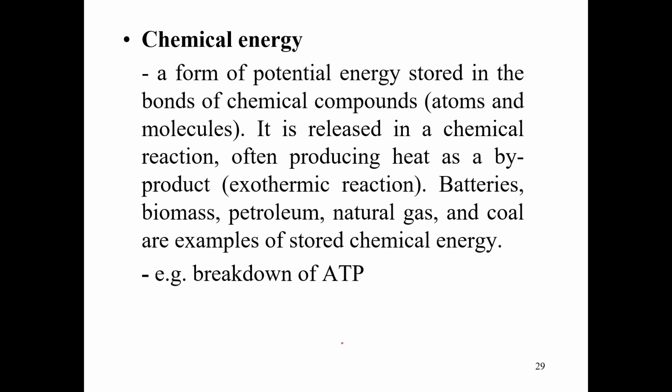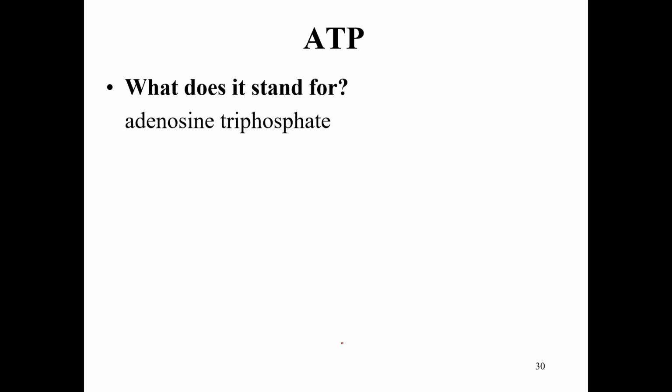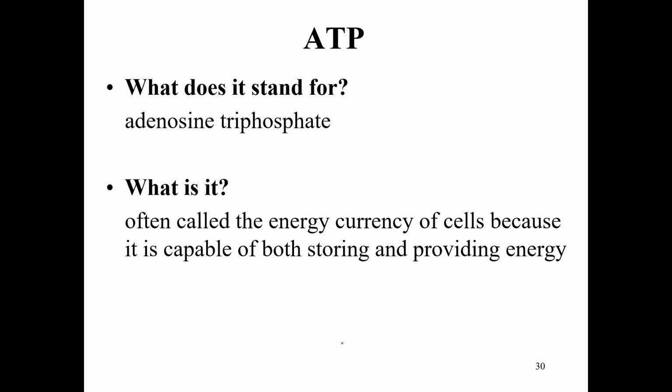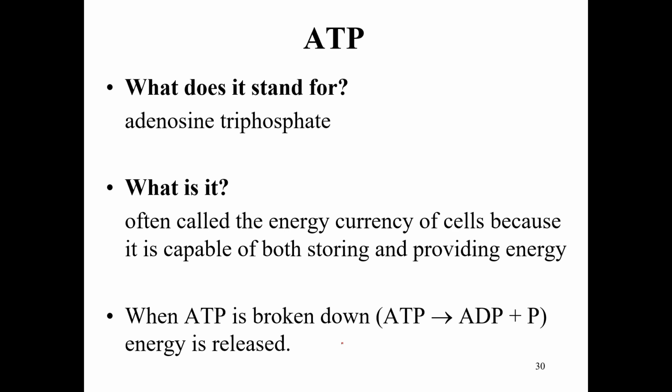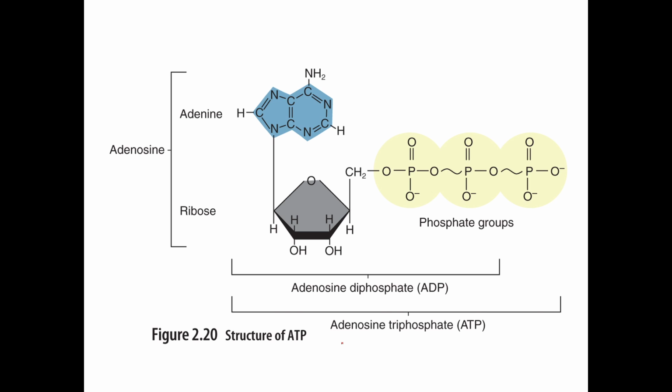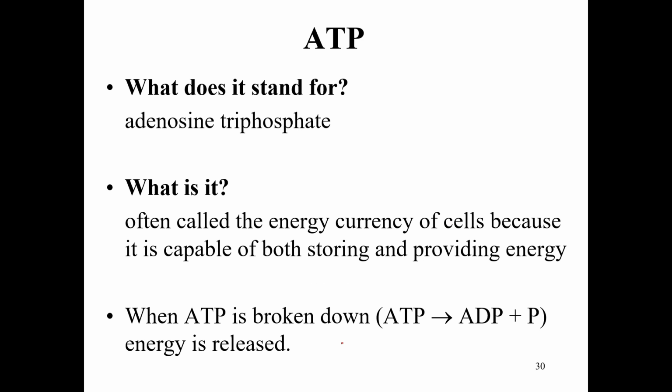And a good example is the breakdown of ATP. I already mentioned it earlier, but I did not bother to explain what ATP is. ATP, or your adenosine triphosphate, is usually called the energy currency of cells. This is the primary source of energy, because it can both store and provide energy. When ATP is broken down, it produces energy. When ATP is formed, it stores energy.